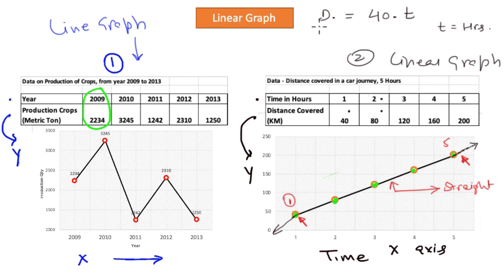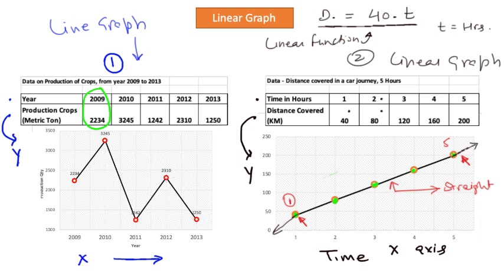So you see that each data point on this table can be represented by this function, which is d equal to 40 times t, right? And we know that such functions are linear functions, right? So a linear graph can be represented by a linear function. So these are the major distinctions between a line graph versus a linear graph. In a line graph, you may find it hard to find one linear function that represents all of those data points going up and down.